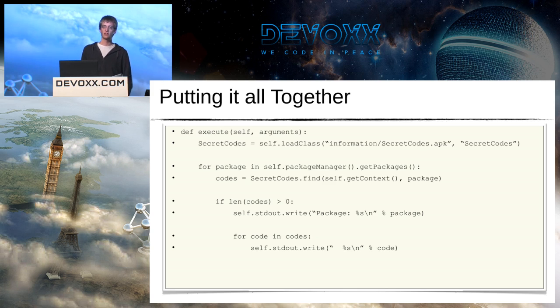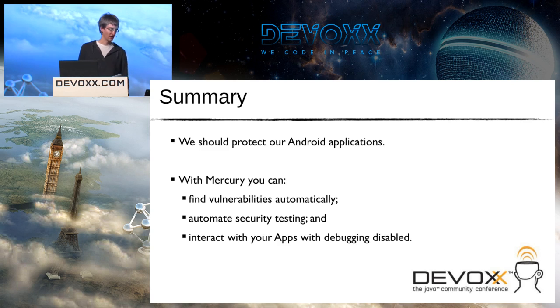So, to put this all together, here's a slightly more complex module. This is one of the first ones we ran. This is the module that pulls out secret codes. And as you can see, we're using all of the mechanisms here. So we load a class, we take the secret codes APK file, get the secret codes class from it, then iterate through all available packages, and as we reach each package, we pass it, the package object itself, to the find method on the secret codes class, which unpacks it and does all the very clever searching, and returns an array list that we can then iterate through and see how many secret codes we retrieved.